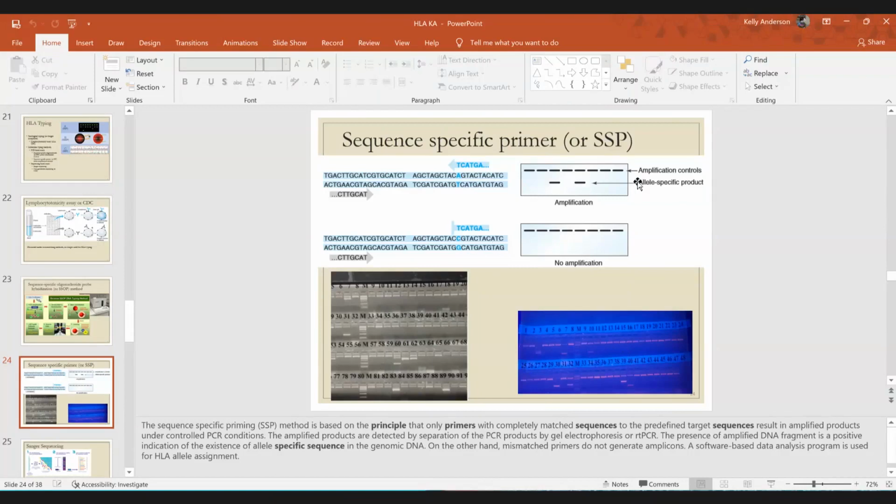And then this shows you too. So you have your internal control up here, and then you have your allele specific line, and down here would be where your internal control is there, but there's no amplification.